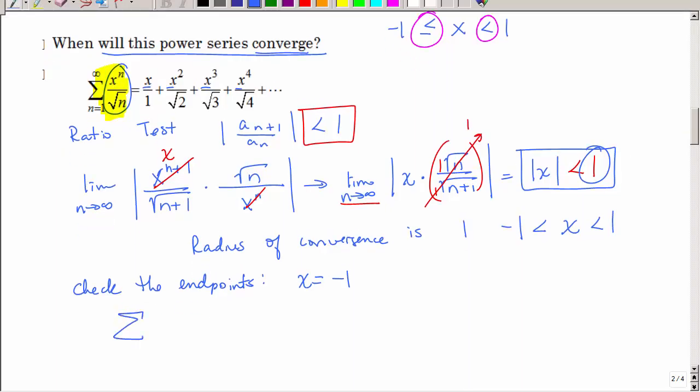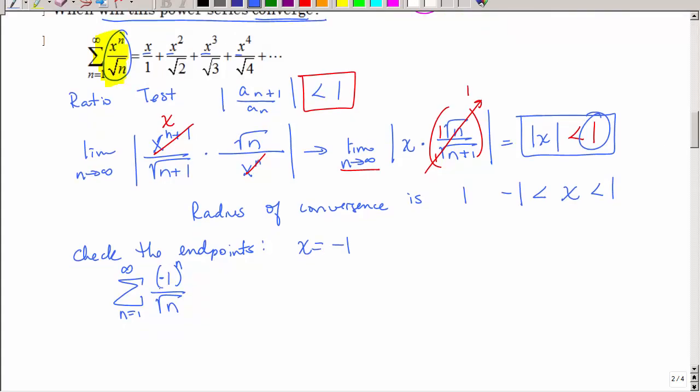So we're going to have this series, -1 to the nth power over the square root of n. And the question is, does that converge or diverge? What test could I use? Well, because this is negative being raised to a power, I know that's an alternating series, so I think I'll use the alternating series test.